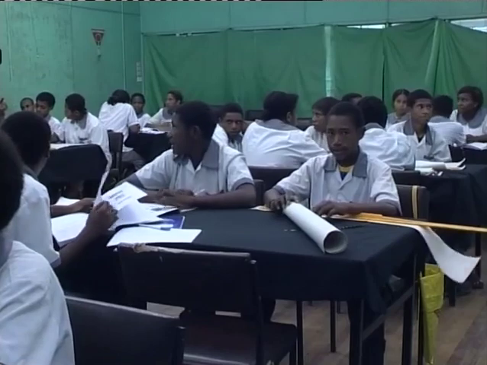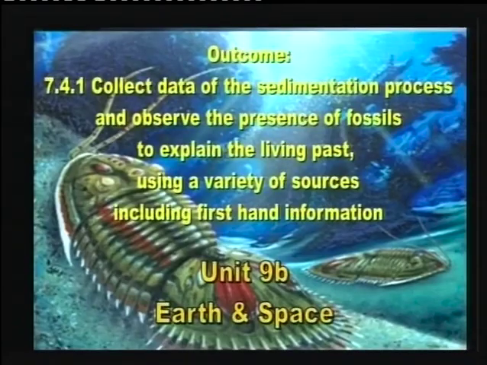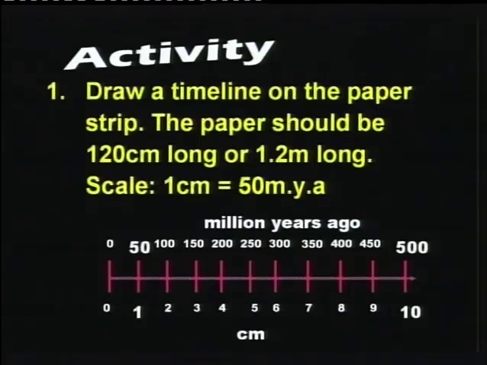We will continue to look at the different events that took place in the past, prehistoric age. Our topic is on the same strand, which is Art and Beyond, substrand Our Art and Its Origin, and still on the same outcome and unit. Class, the topic for today is the prehistoric age part 2. All right, let's go on to our activity for today.